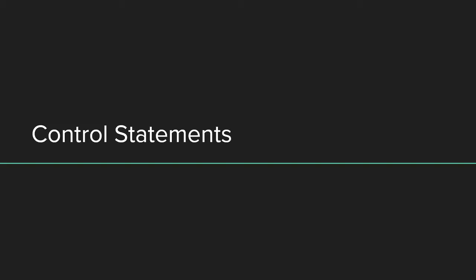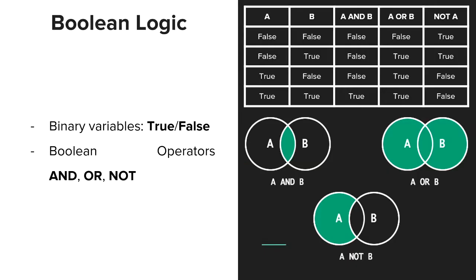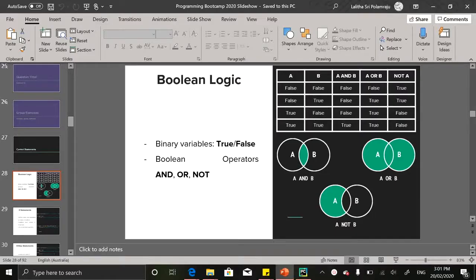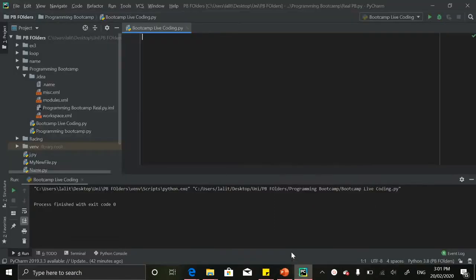Hi everyone, welcome to the module on control statements, where we explore how certain conditions affect the execution of our program. First off, a little bit about Boolean logic. So we've seen many different types of variables till now, and today we're going to talk about binary variables, which take one of two values, either true or false. So let's see that in live coding.